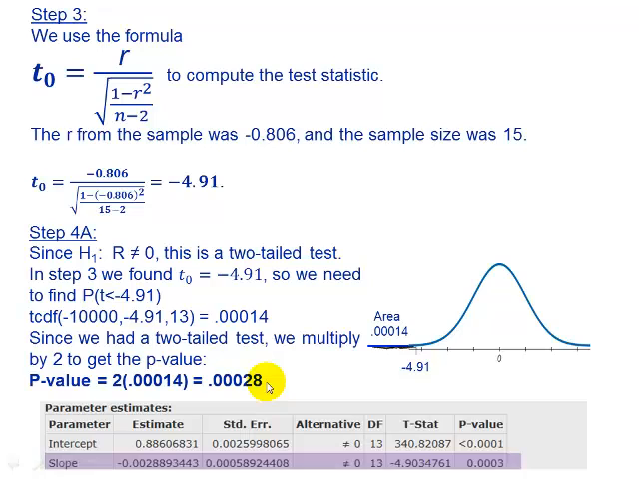Now we can also get this value from StatCrunch in what we did to get our linear correlation coefficient. It also showed us this information. And what we're going to look at for this is where it says slope. So we want to look at the slope row of this table, and notice it gives us our t-statistic, which is very close to the one we came up with. We had negative 4.91, and this is negative 4.903. And this gives the p-value as being 0.0003, same as what we would get if we rounded this to 4 decimal places.